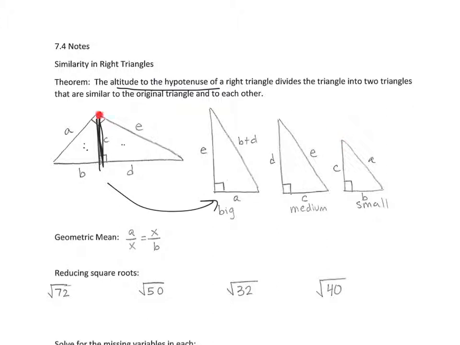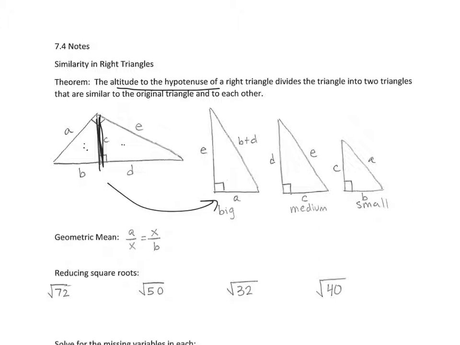So you should be able to take a figure like this where the altitude is drawn to the hypotenuse. So C is the altitude, and then draw three different triangles. All three of these triangles are similar. So then you can write E is to A as D is to C, D is to C as C is to B. There's so many different proportions that you can write.